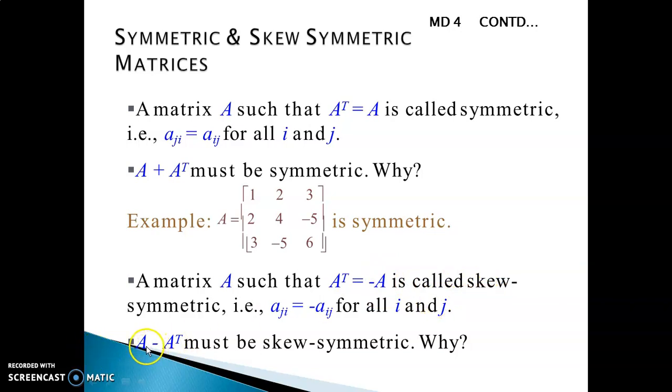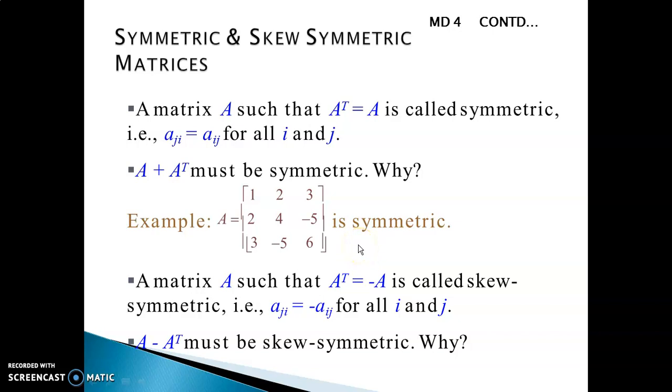And the most important thing is, if we subtract the transpose of a matrix from the original matrix, then it must be a skew symmetric matrix. You can check it when I give you some assignments.